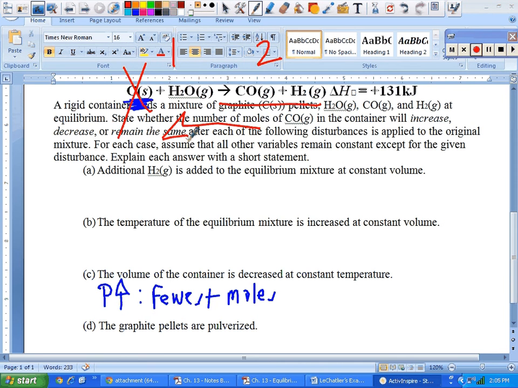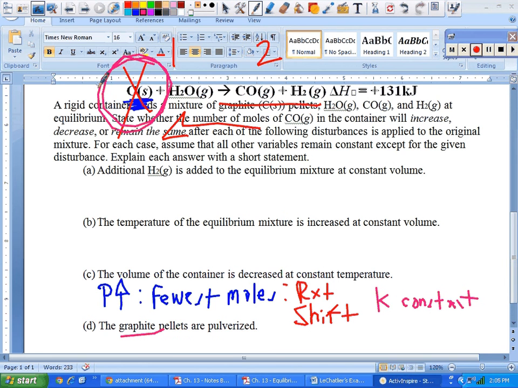Now, what happens to K? K is constant. Why is K constant? Very good. It does not have to do with temperature. Now, the last part, it says graphite pellets are pulverized. First of all, what is pulverized? Beat, crushed, smashed into small pieces. But here's the deal. Graphite is made up of what? Solid carbon. So does it matter if you mash this stuff up or leave it as pellets? Is it ever going to affect the equilibrium? So no shift. Exactly. Very good.